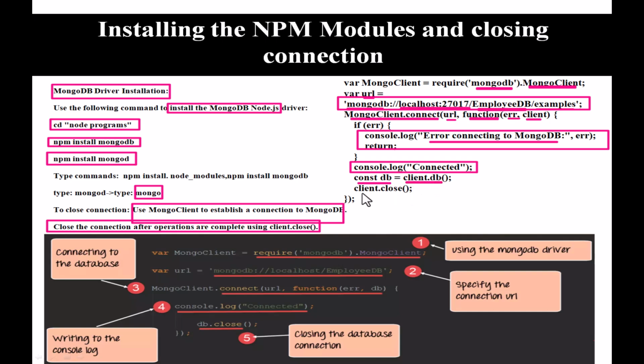Next, connection close. In order to connect to the database, what are you using? Step 3: MongoClient.connect, URL, function, error, client. Next, console.log is going to display the log message. Using the MongoDB driver, specifying the URL which we have specified, localhost:27017, employeeDB, examples. Finally, closing the connection. How have we closed the connection? const db = client.db, then client.close. We are interacting with the server, but you are the client.